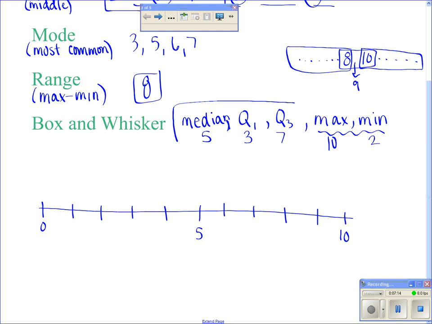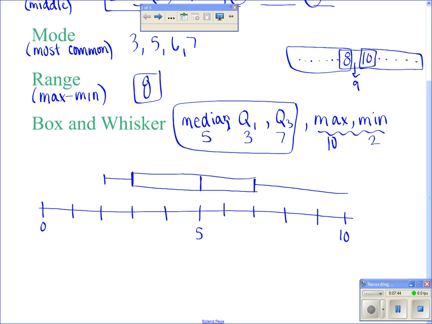This creates the box, these three numbers right here. So 1, 2, 3. Here's the beginning of the box. Here is the middle of the box. Here's the end of the box. So you draw the 3 vertical lines and then you create a rectangle, which is the middle 50% of your data. Like the middle half falls inside of that box, and then your whiskers extend out to the minimum and the maximum. So the minimum is at 2, maximum is at 10.